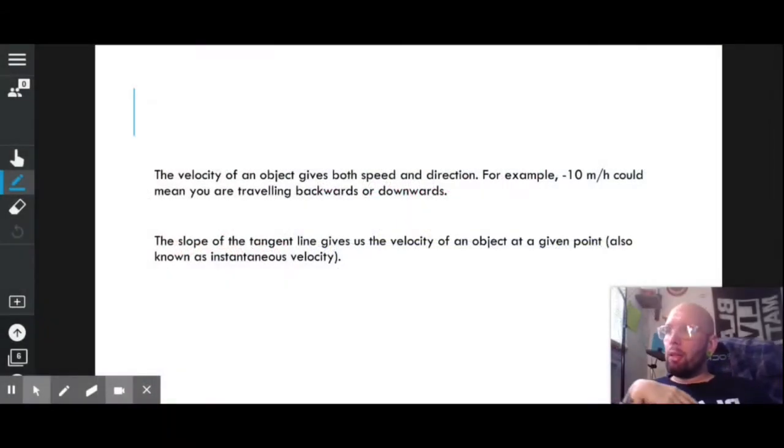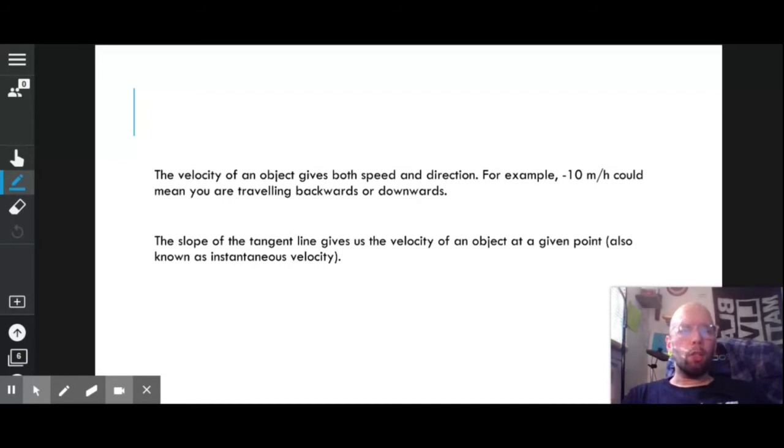Velocity, as opposed to speed, can have negative values because not only does velocity give us speed, it also gives us direction. So depending on what the word problem looks like, if I have something like negative 10 meters per hour, that could mean I'm either going backwards or I'm going downwards. It all depends on the wording of the word problem that you have. When we find the slope of the tangent line and we plug in a number for x, that gives us instantaneous velocity. How fast is that object moving at a given time?